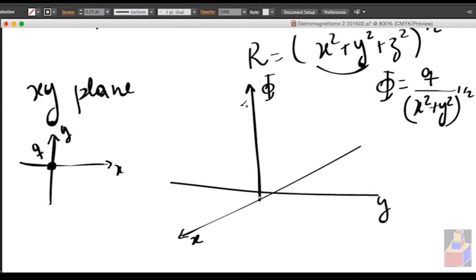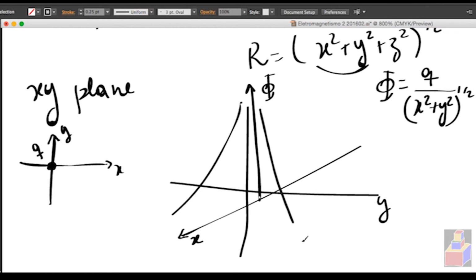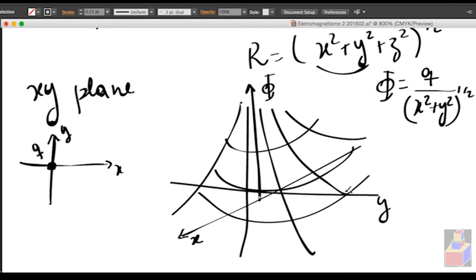If we plot the function, it's going to be something like this, right? Inverse function. Okay? That's what we would see. The inverse function in one dimension would be something like this, but would be in different planes. So these are the locus of points of constant potential. If we cut like this, we have a locus of points of constant potential.